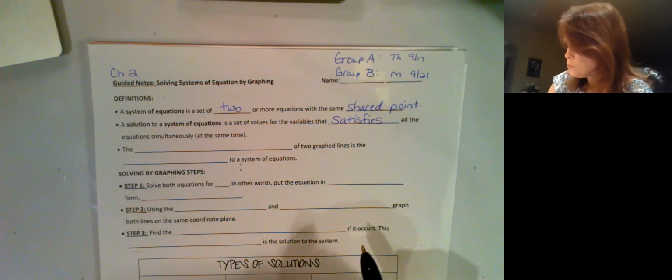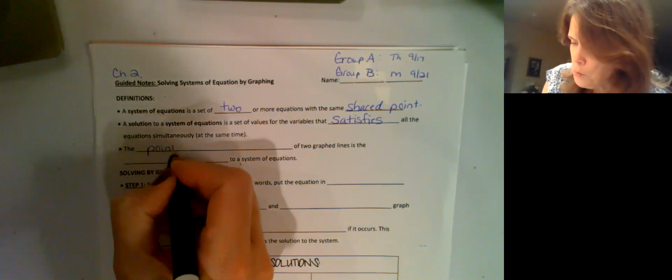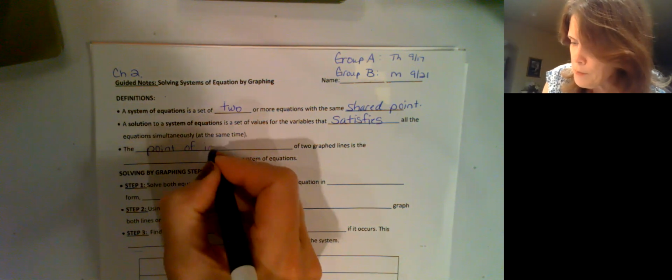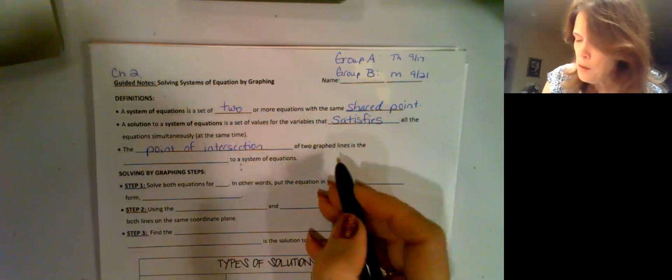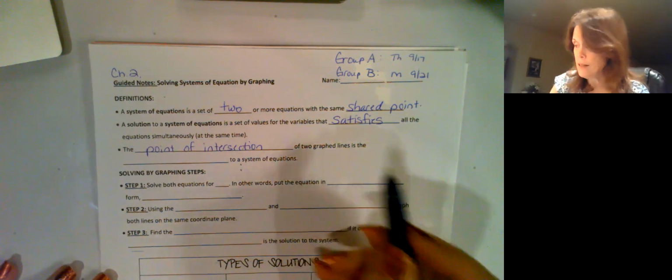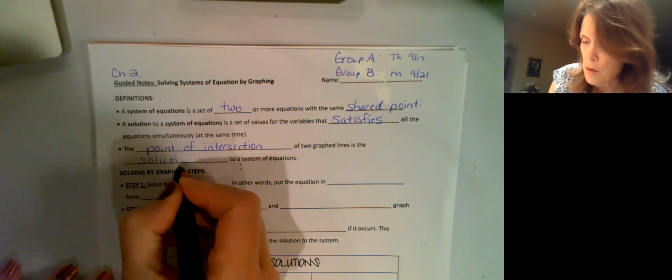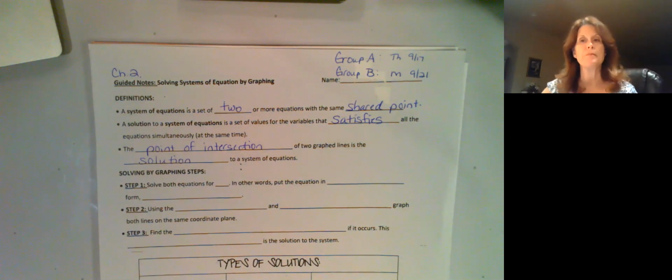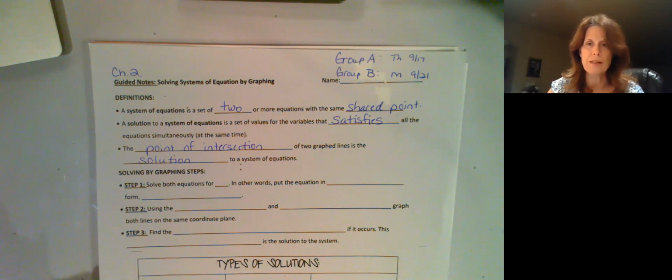So the point of intersection of these two graph lines then is the solution. It's the point that they share to a system. Okay. So the ordered pair that satisfies both equations is also the ordered pair where they intersect. Okay. So that's the solution to a system.